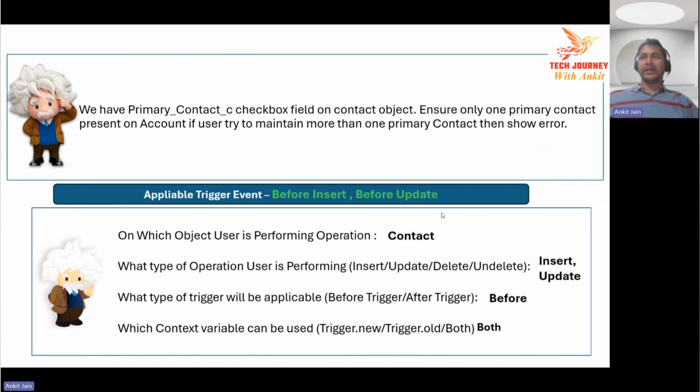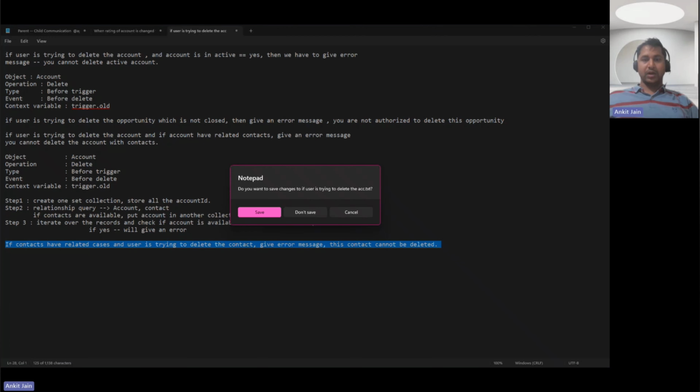So in this particular scenario, I will be writing down the solution considering two events. One is the before insert and the second one is the before update. Now let's go and build this trigger with this logic. To do that, I am switching myself to the editor.